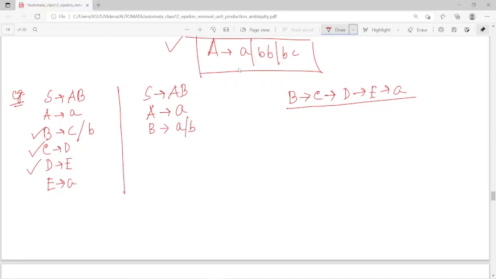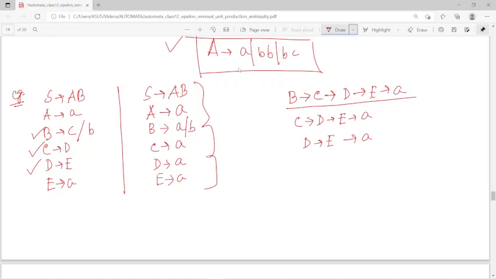Now if we remove C to D, D to E, E to A, so we can say C to a, right. And there is another rule, this is D to E. D to E means from D we can get a. So if we remove this D to E, then we will get D to a. The E to a is already there. So that is the grammar that we find after removing the unit productions.